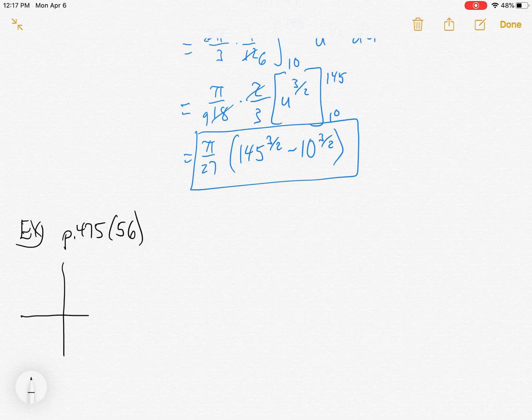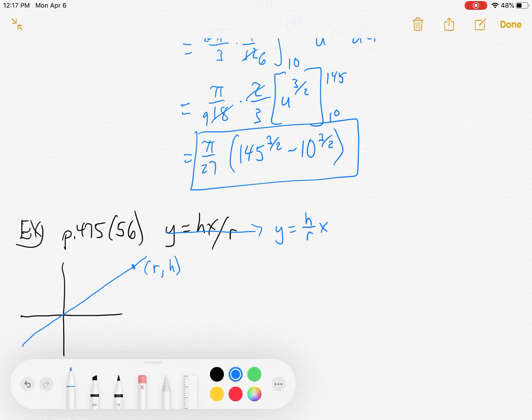So it says a cone, you can create a cone by revolving the line y equals, this is what they say, hx over r. I don't like that too much. I'm going to make that y equals h over r times x. Okay, so clearly h over r is your slope, x is your input variable. So if h over r is your slope, well, we know it's going to go through r, h somewhere.